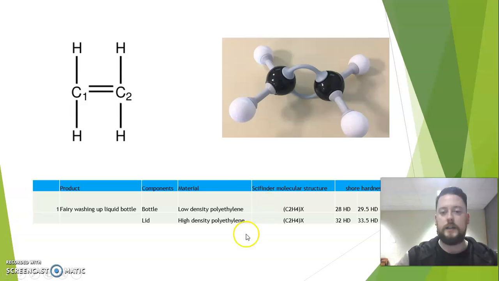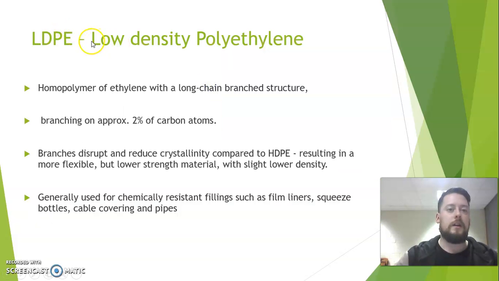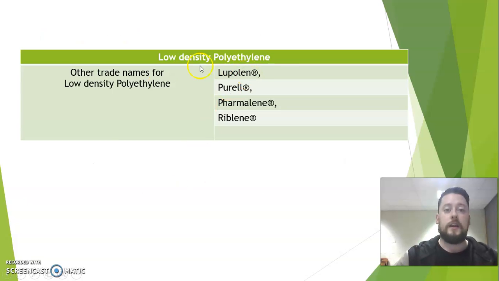Below you can see the 2 materials for each part, their chemical structure, and the shore hardness test results we got for 3 different tests. Low density polyethylene is a homopolyethylene with a long chain branch structure, branching approximately 2% of carbon atoms. Branches disrupt and reduce crystallinity compared to HDPE, resulting in a more flexible but lower strength material with slightly lower density, generally used for chemically resistant fillings, as you can see from their different types.